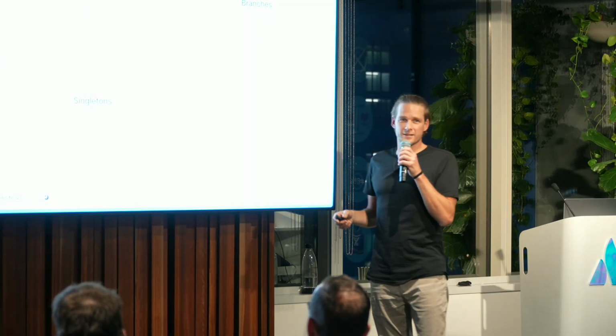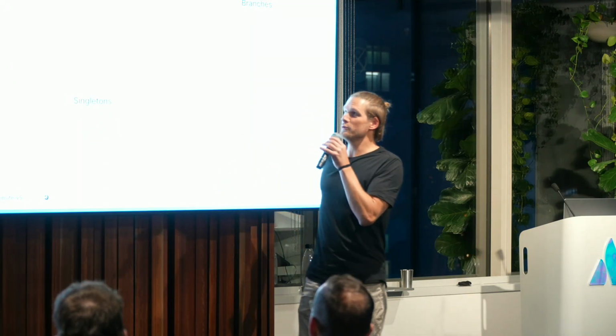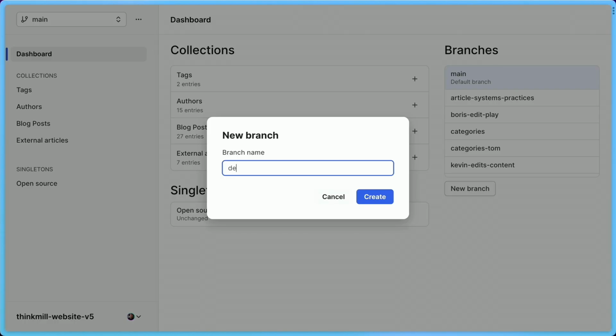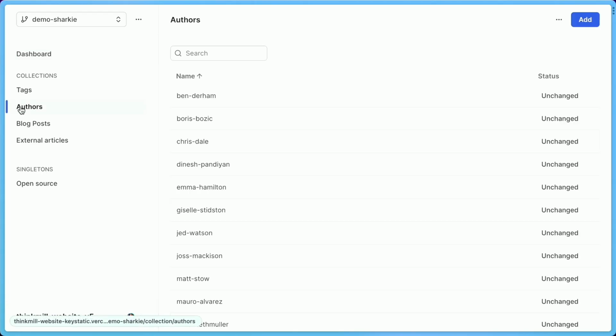So the first thing Sharky is gonna do is create a new branch, aptly named demo Sharky. And here we go, boom, you can see that now we are in the demo Sharky branch on the top left as well. And now, Sharky wants to write a blog post. There is no Sharky author to be found, so the first step is to go and create a new author.